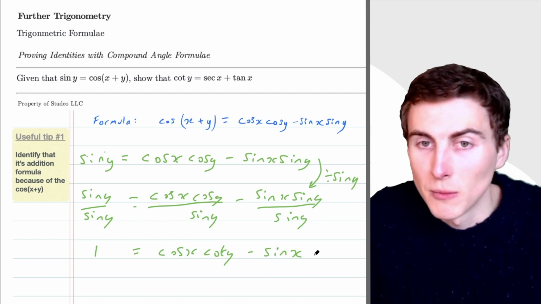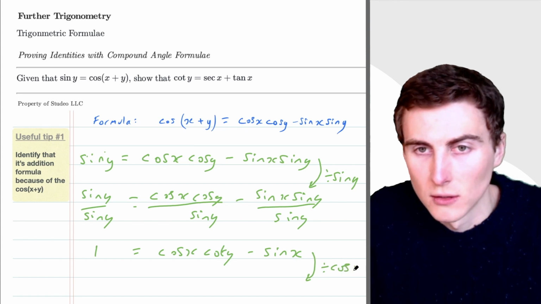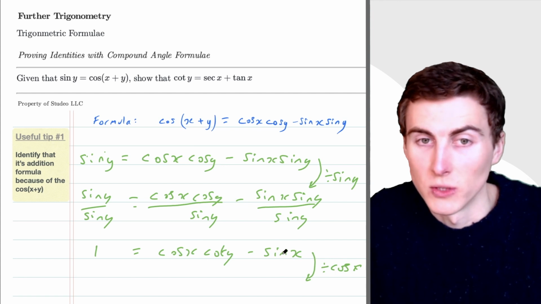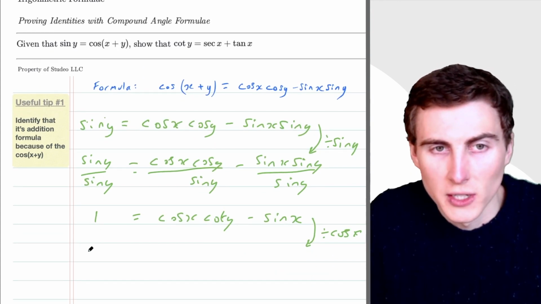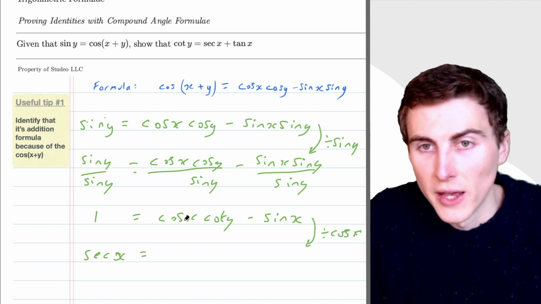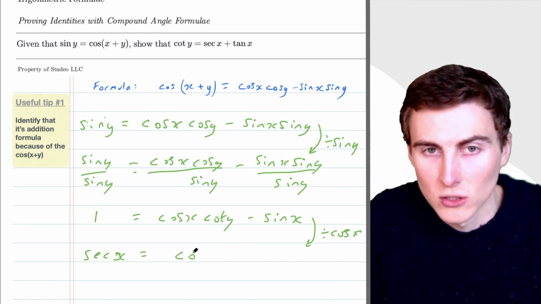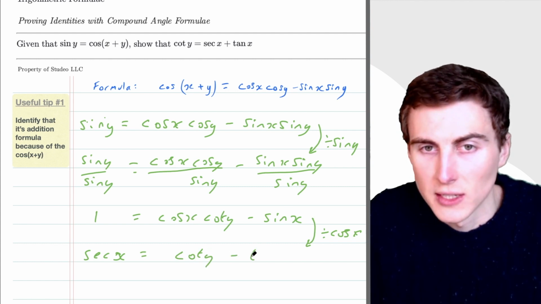And now I can do the same thing, but I can divide by cos x, because that will cancel out this cos x, and it'll turn this into a tan. So 1 divided by cos x is sec x. Then cos x cot y divided by cos x is going to cancel out the cos x, so I'm going to get cot y. And sin x divided by cos x is tan x.